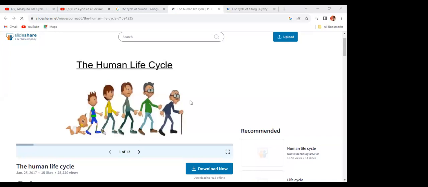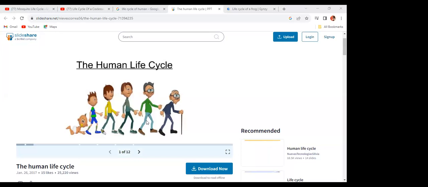Okay. Then I'll show you a picture of human. Okay, can you see this? The human life cycle? Yes, miss. Now, can you see any the differences between these stages, appearance wise? Yes, miss. Then tell me what's the difference?